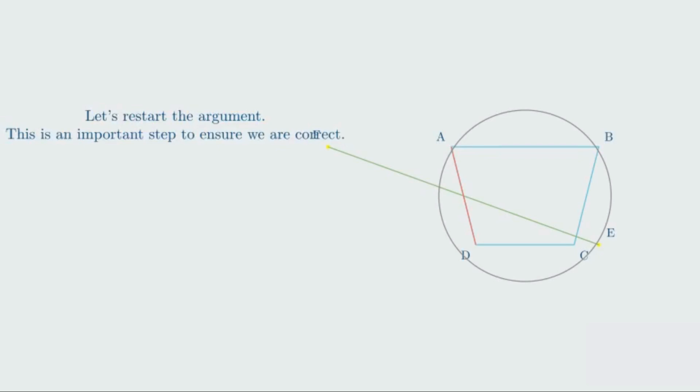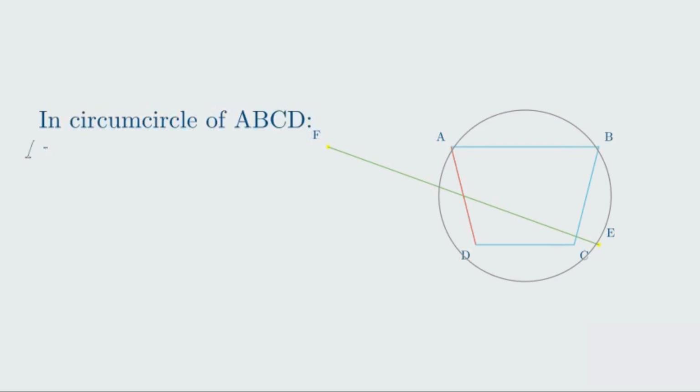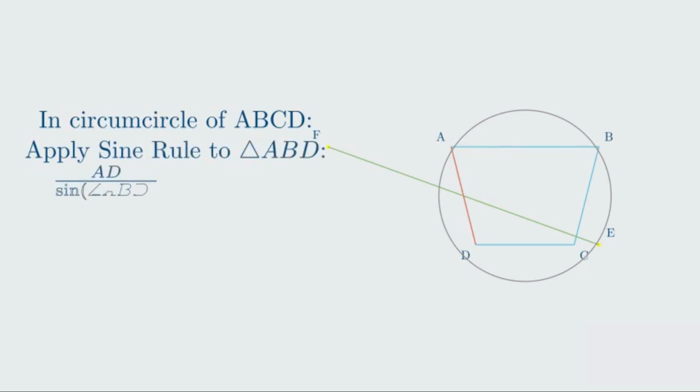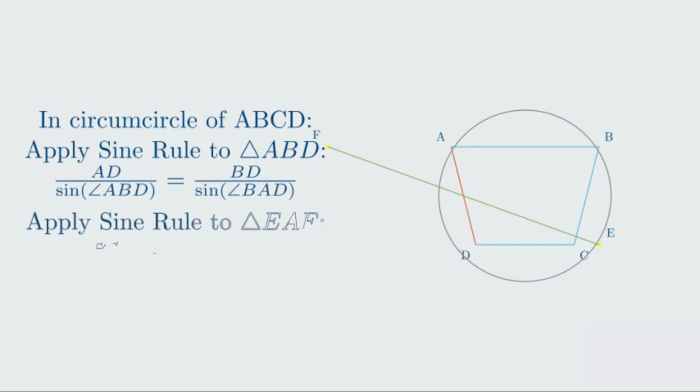Let's use the circumcircle property. The side lengths in a triangle inscribed in a circle are proportional to the sine of the opposite angle. For triangle ABD, AD over the sine of angle ABD is equal to BD over the sine of angle BAD. The same rule applies to triangle EAF and its circumcircle. EF over the sine of angle EAF equals AF over the sine of angle AEF.